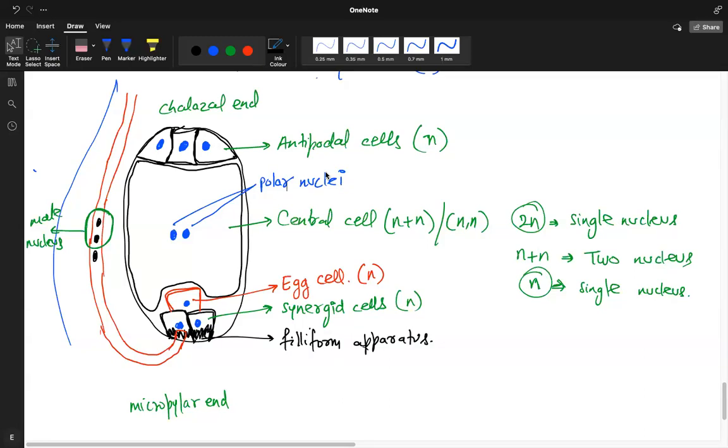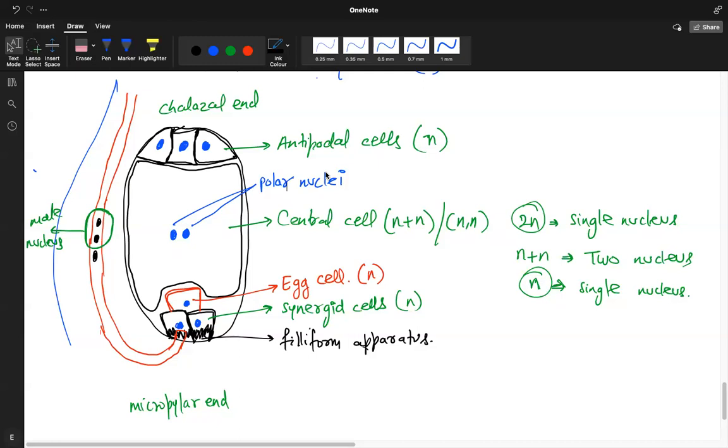And the other fuses with the two polar nuclei in the central cell to form endosperm later on. Make sense?